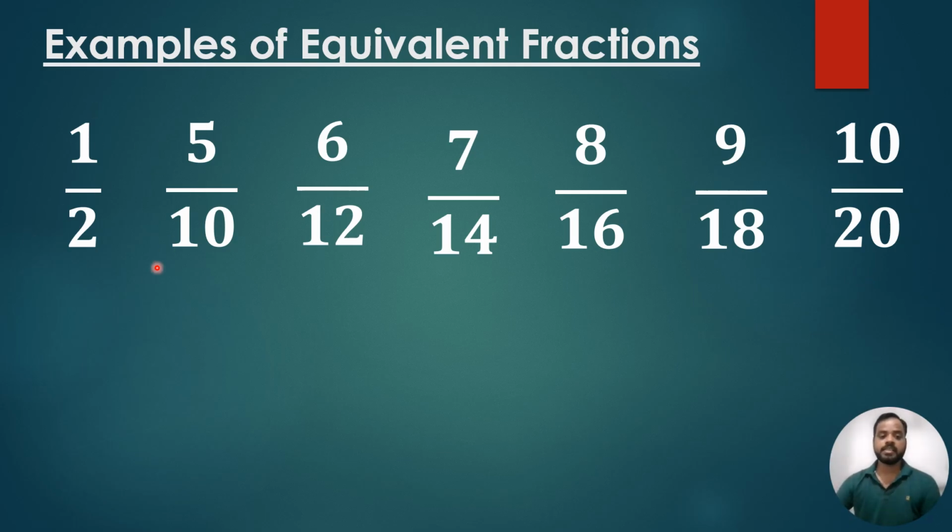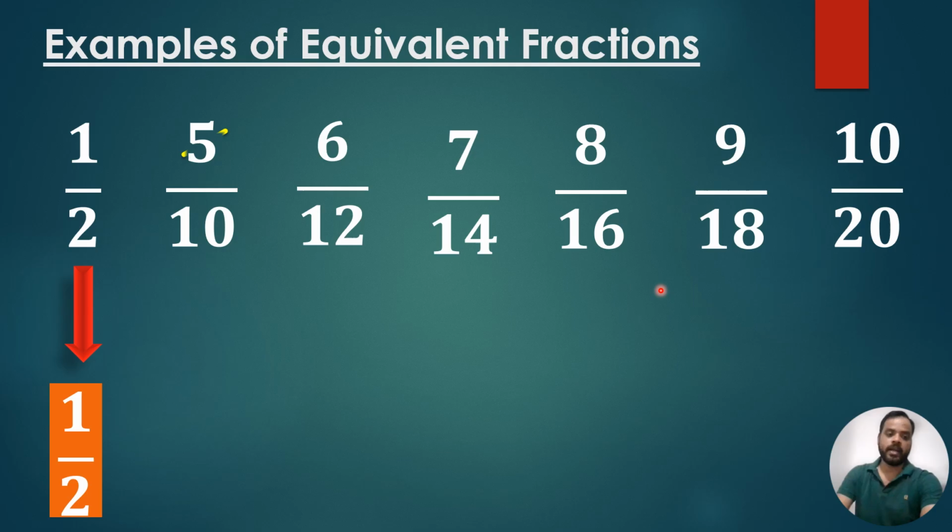Because when we simplify them: 5 ones are 5, 5 twos are 10, 6 ones are 6, 6 twos are 12, 7 ones are 7, 7 twos are 14, 8 ones are 8, 8 twos are 16, 9 ones are 9, 9 twos are 18, 10 ones are 10, 10 twos are 20. So when we simplify them, we are getting 1 by 2. Therefore, they are the equivalent fractions.